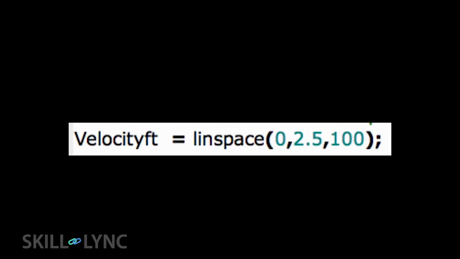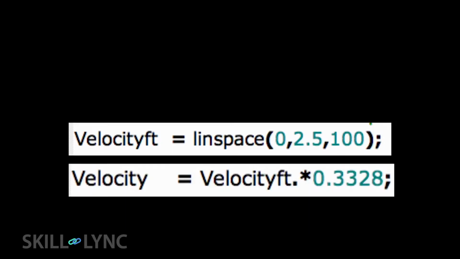In the same way, I'm varying the velocity from 0 to 2.5 feet per second with 100 values in between them. I then create a variable called velocity which contains the velocity values in meters per second. Note that I'm using the element-wise operator and a conversion factor of 0.3328 to convert feet to meters.